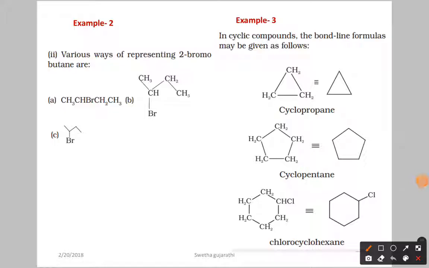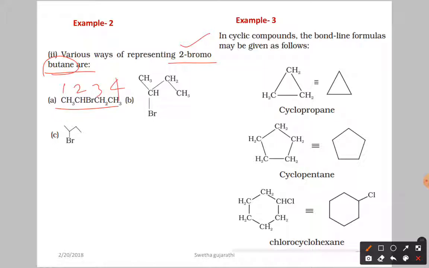Second example: here we have the representation of 2-bromobutane. Butane means we have 4 carbon atoms. 2-bromo means in the second position we have the bromine atom. So now let us see the structure here. This is structure 1, 2, 3, 4.